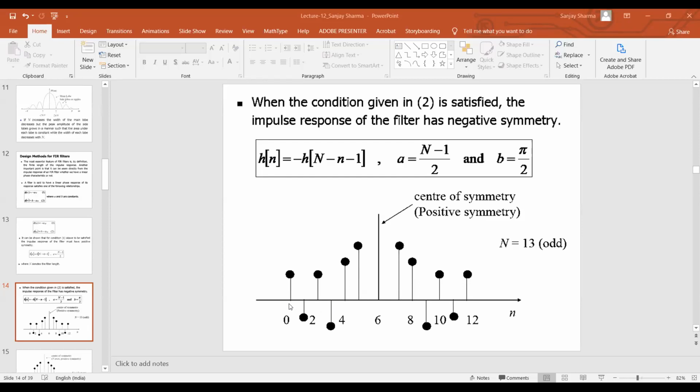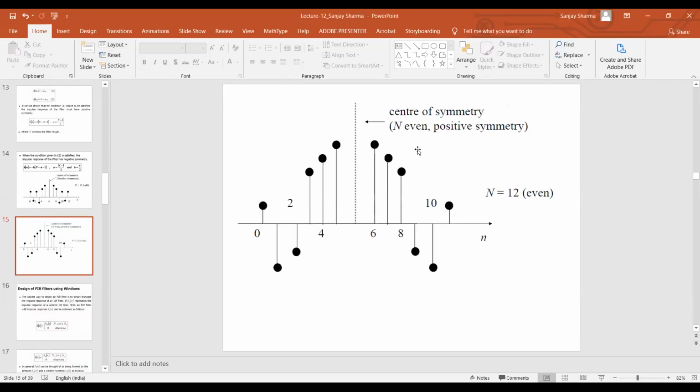The coefficients from h[0] to h[5] will be the same as the coefficients on the other side. That means h[0] will be equal to h[12], h[2] will be equal to the corresponding point, and h[4] will be equal to h[8]. What is the center point? The center point is 6. The coefficients to the left of this center will be the same as the coefficients on the right of the symmetry line. We will see how these are the same.